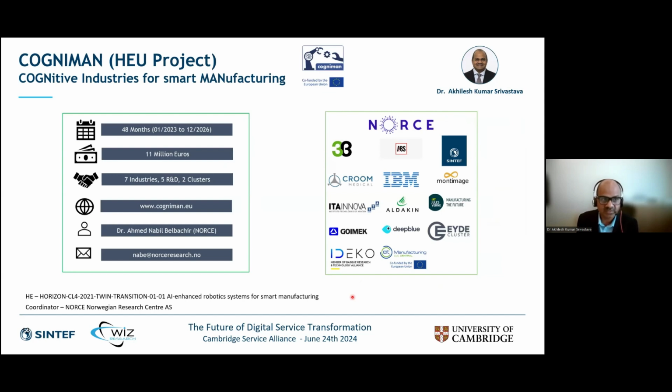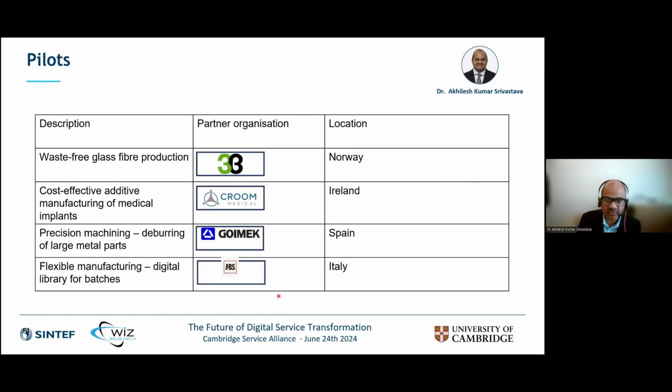The next project is called Cogniman, and it started just after Cognitwin, or almost in the end of Cognitwin. This project is coordinated by another Norwegian research institute, NORS, and here you can see the list of all the partners. In this project, we are working with 4 industrial pilots. They range from glass fiber production to additive manufacturing, precision machining, and flexible manufacturing. The pilot SINTEF is currently heavily involved in is waste-free glass fiber production.